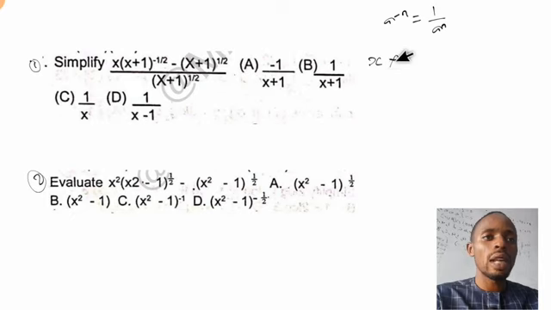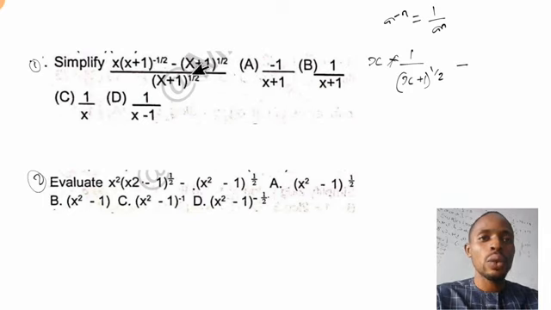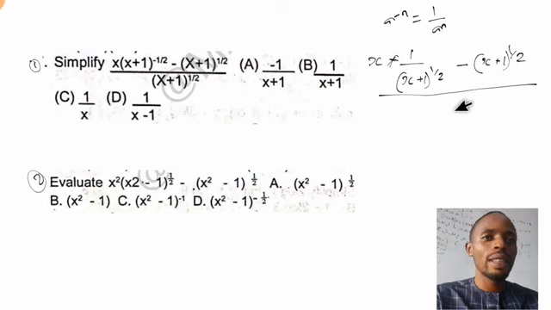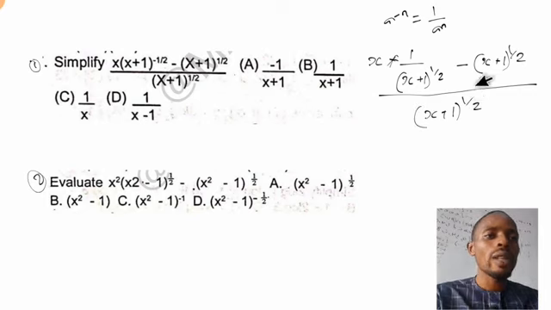So that will be equal to s times 1 over (s plus 1) everything raised to the power of 1 over 2, minus 1 over (s plus 1) everything raised to the power of 1 over 2. So everything is divided by (s plus 1) everything raised to the power of 1 over 2. So what is the next thing you do now?